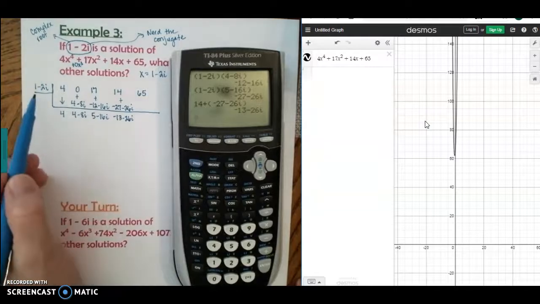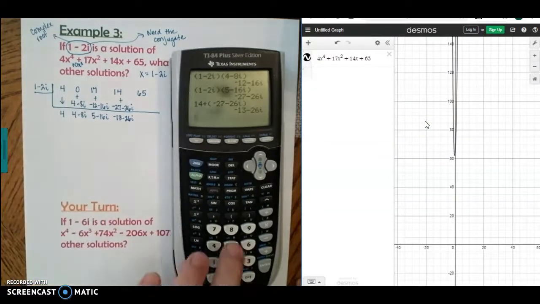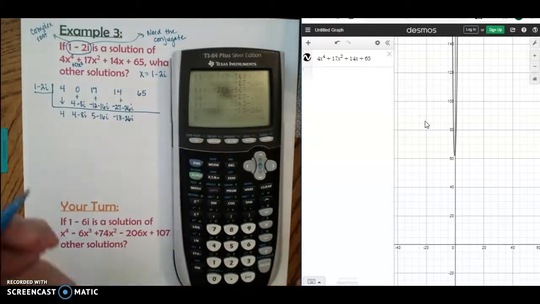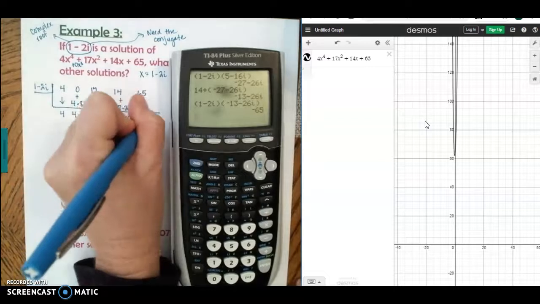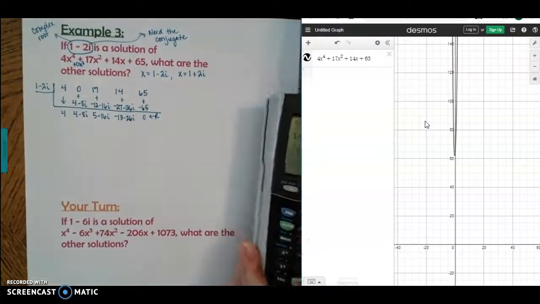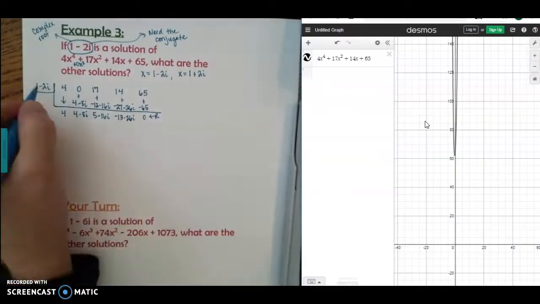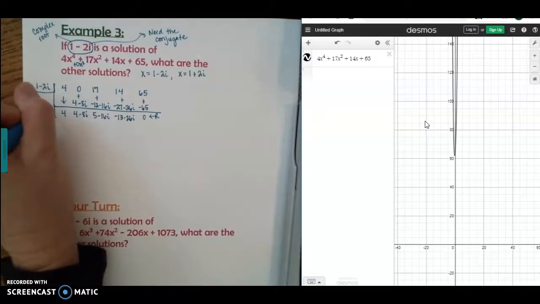So one more time. So 1 minus 2i times negative 13 minus 26i. And when you do that, you get negative 65. So when we add down, there's our 0 remainder. So we're finished with the first root. We've got to do synthetic one more time with our conjugate. So 1 plus 2i.